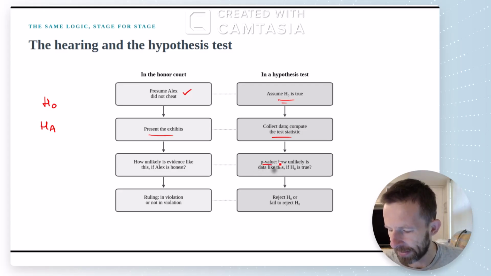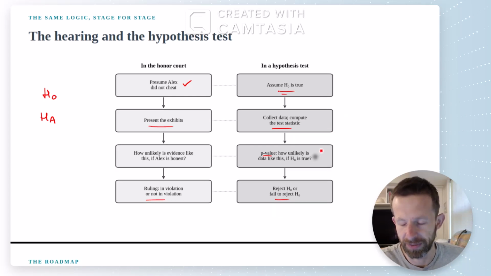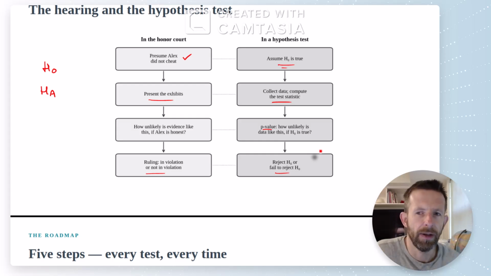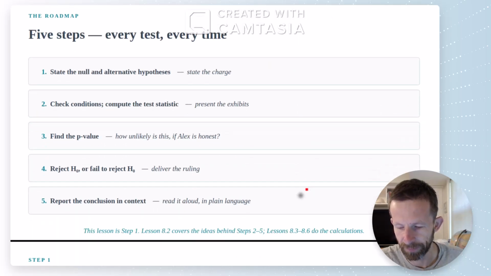So same thing with a p-value. The idea with a p-value is, given that the null hypothesis is true, how likely is our sample data? And then the ruling is either in violation or not in violation. We reject the null or we fail to reject the null. And we're going to do a lot more with the formal hypothesis testing, but this is the general setup, right? There's an accusation. Alex is presumed to be innocent. It's presumed that he didn't cheat. I think it's a good base assumption. And then all the evidence is presented, and it's like, how likely or unlikely is this evidence if he did not cheat?